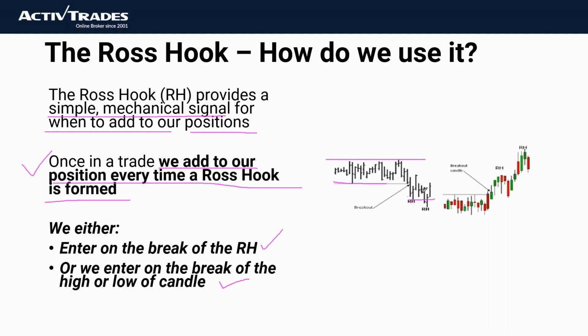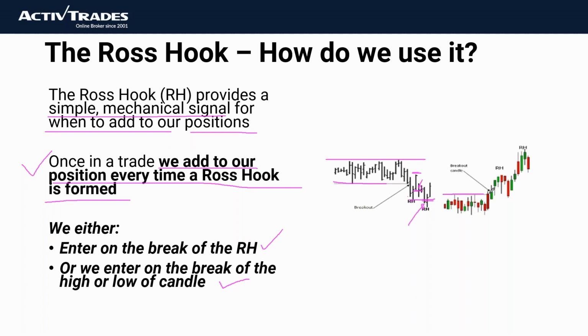So our options are either we enter there, when price breaks the Ross hook to continue, or we look to trail an entry and enter when, in this case, the bearish momentum returns and takes us lower, and we would have our stop above that particular high. That's what we'd be looking for. So this way is very valid. This way is perhaps a little bit more aggressive, and as I said, that depends upon your particular risk profile.